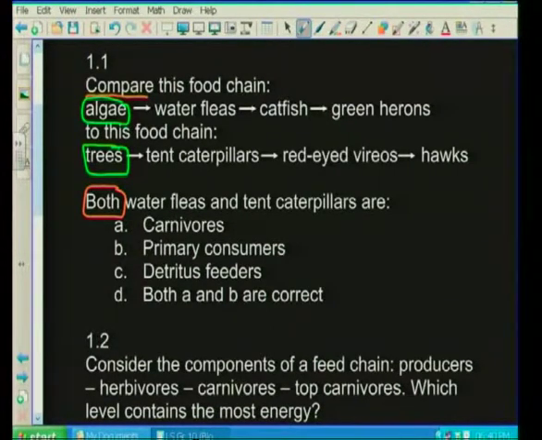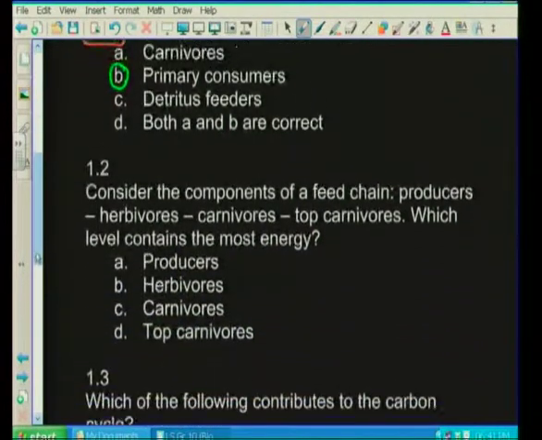Primary consumer, I look at it, primary, the first ones to eat. So there's my choice. Aha, it's B. I don't even have to look, maybe you can just glance over C and D, but I think B is my correct answer. That was an easy one.